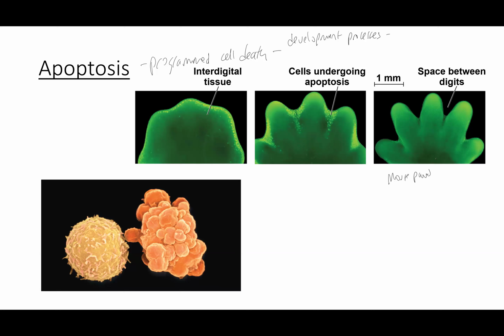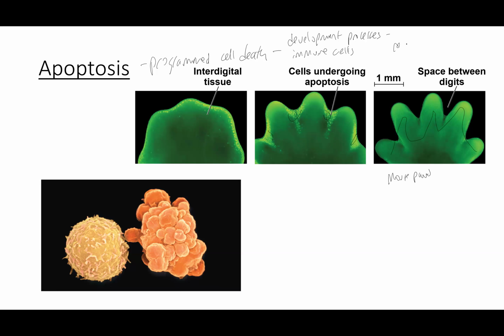So during development, there's a lot of interdigital tissue, but the mouse wants fingers. This happens in human development too. And so these cells have to die. So these cells in between the digits die off so that you end up with space in between the digits and you get fingers. So in the development process, this is also important for immune cells, the immune system, to be able to kill other cells, to make cells die.